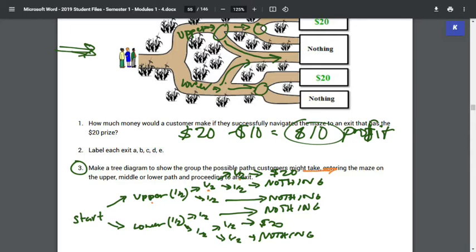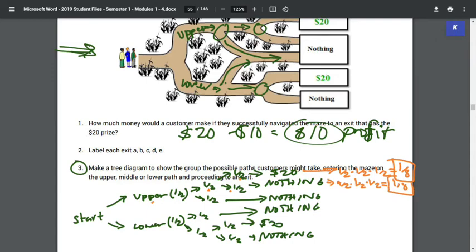When I look at this $20, it's going to be 1/2 times 1/2 times 1/2, which is going to give me 1/8. So that's going to be that option there. When I look at nothing, it's going to be a similar option. 1/2 here, 1/2 here, and another 1/2. So it's going to be 3 of those. Then I multiply together to get 1/8 as well.